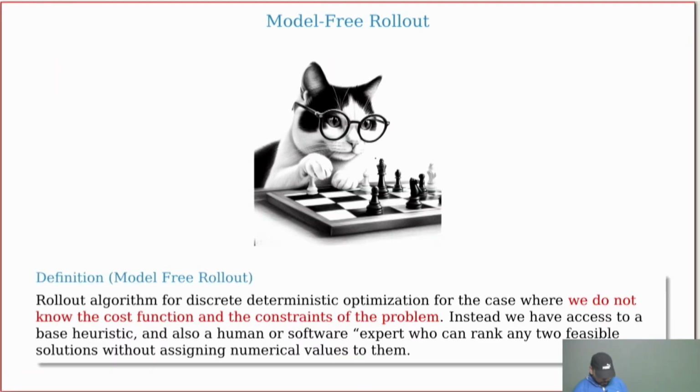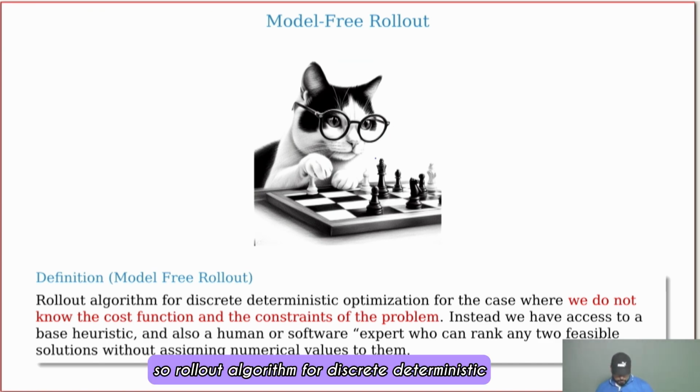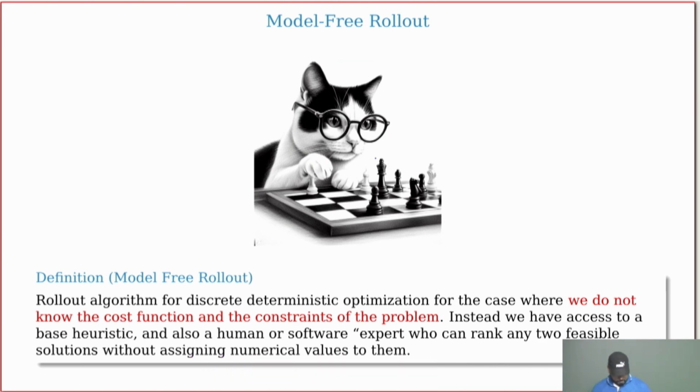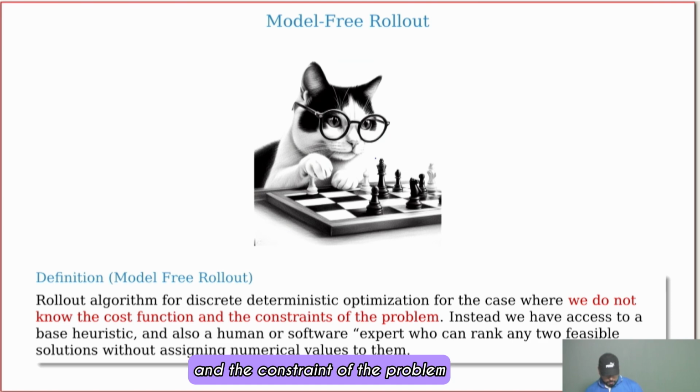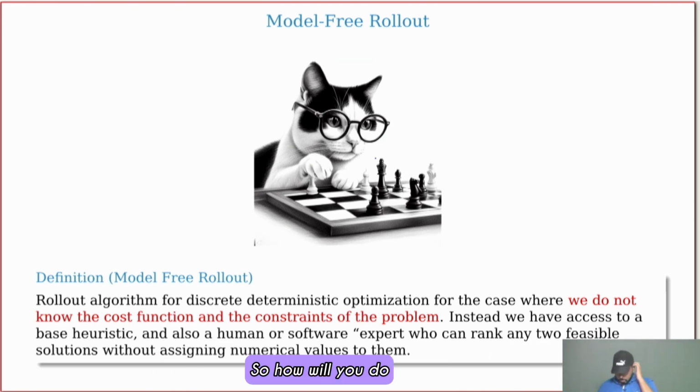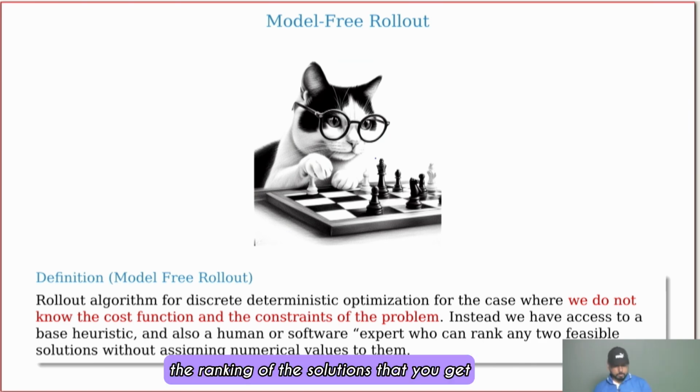So one possibility is the rollout algorithm for discrete deterministic optimization problems for the case where we don't know the cost. What will you do when you don't know the cost and the constraint of the problem? So let's say we don't have the cost available. How will you do the ranking of the solutions that you get?